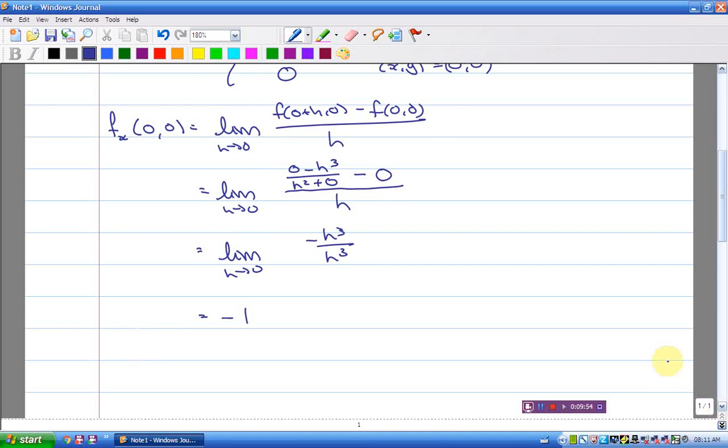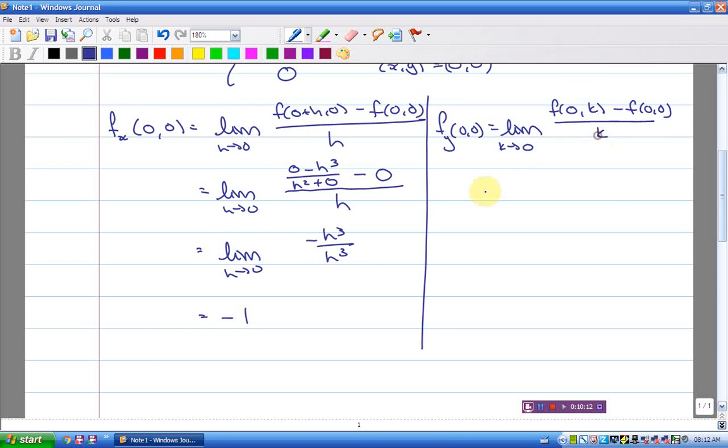How about the y derivative? Similar story. In fact, let me see if I can squash it in on this side. The y derivative is going to be the limit as k tends to 0. You can use h again if you feel like it. I just like to use k for the y derivative. And now it will be f of (0, k).